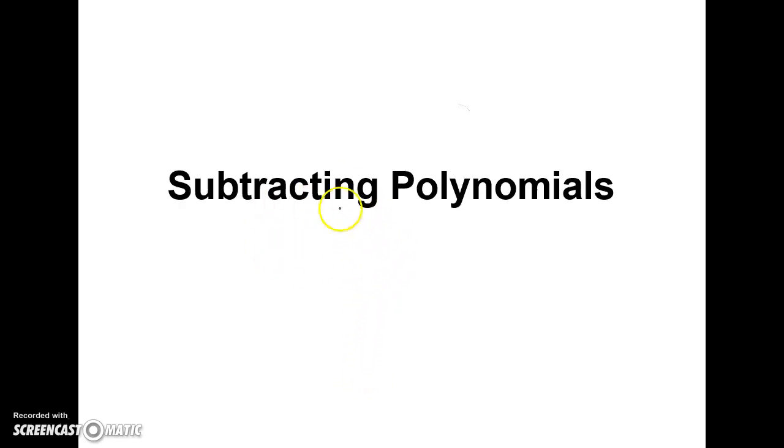In the next lesson, you're going to be going over subtracting polynomials. So hopefully you've gotten enough practice. Please see your math teacher if you need any more additional support. And happy math problem solving.